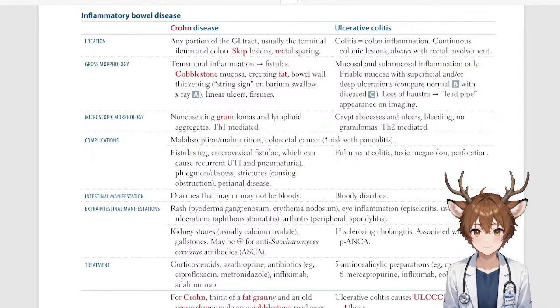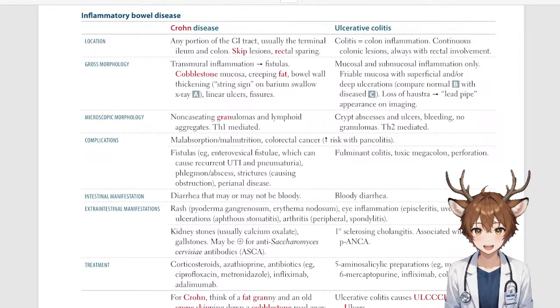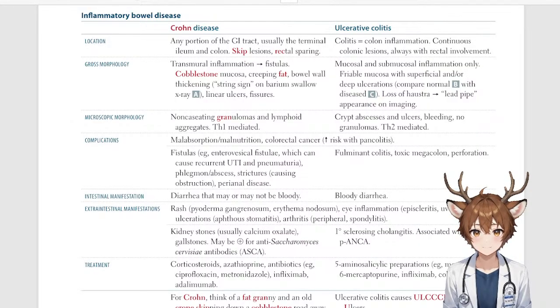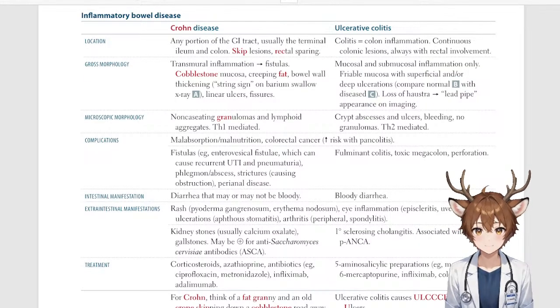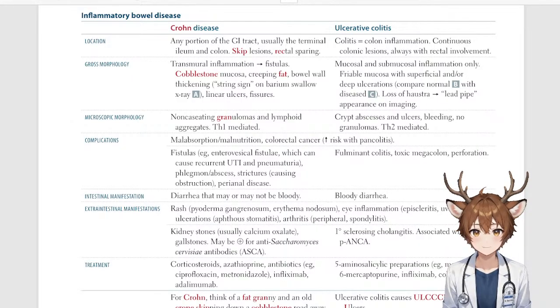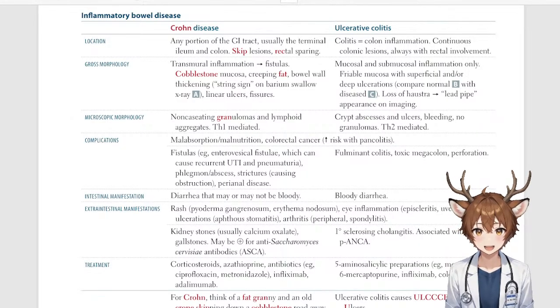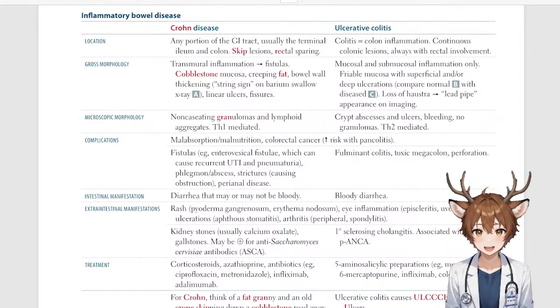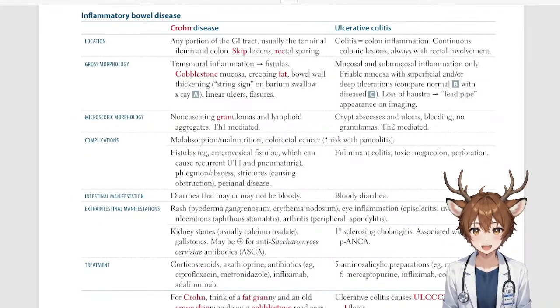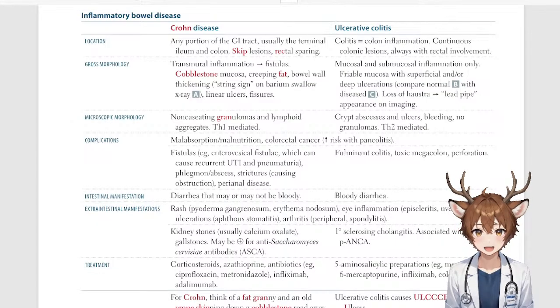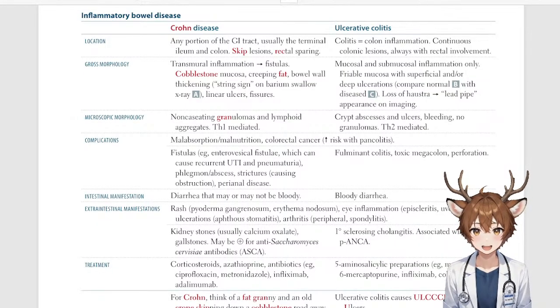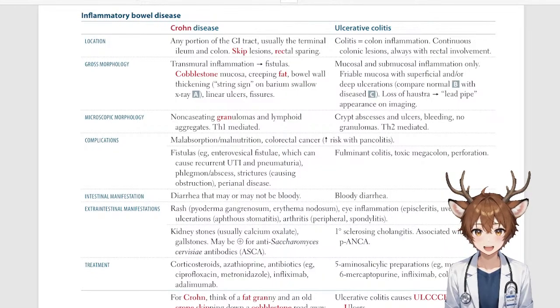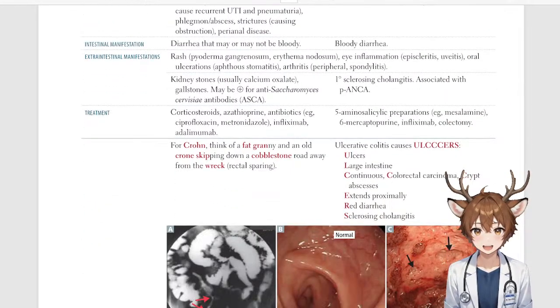What about treatment? For UC, you would treat it with 5-aminosalicylic acid preparations, for example, mesalamine, 6-mercaptopurine, 6-MP, right? Infliximab and colectomy. So you can just remove part or whole of the colon, basically, if it's messed up. Now, again, this part is shared for UC and Crohn's. Fecal calprotectin is used in monitoring activity and distinguishes from non-inflammatory diseases like irritable bowel.